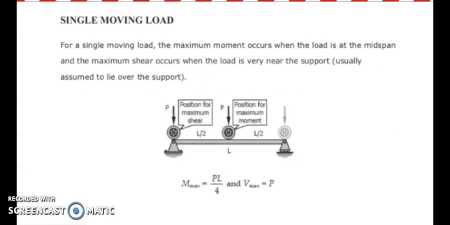For a single moving load, the maximum moment occurs when the load is at the midspan, and the maximum shear occurs when the load is very near the support, so it is usually assumed to lie over the support. Here is an illustration for a moving load, wherein the maximum moment is equal to PL over 4, and the maximum shear is equal to P.